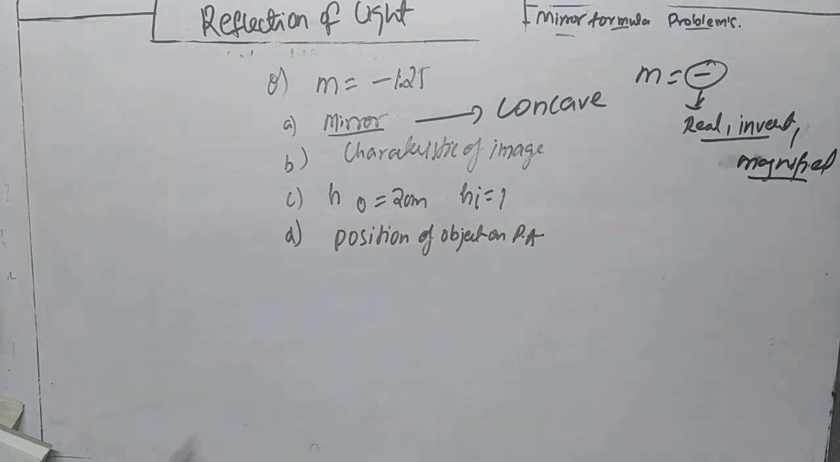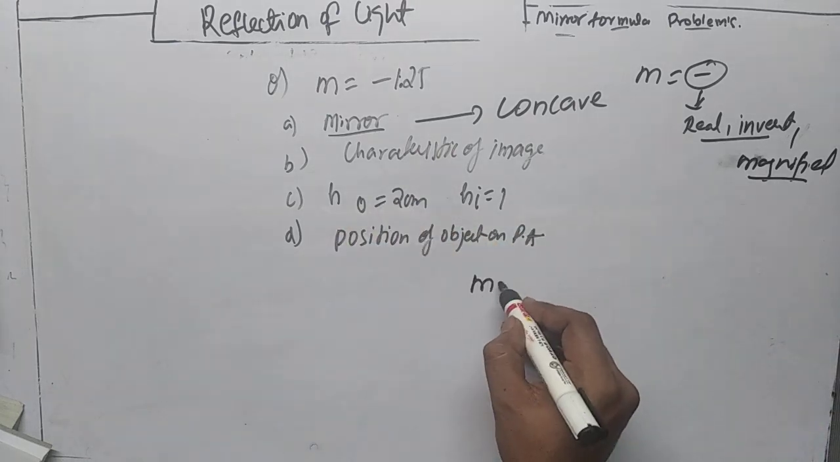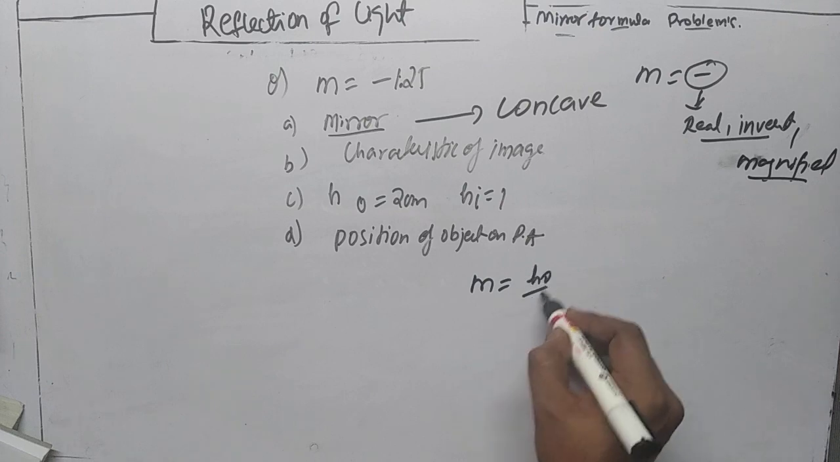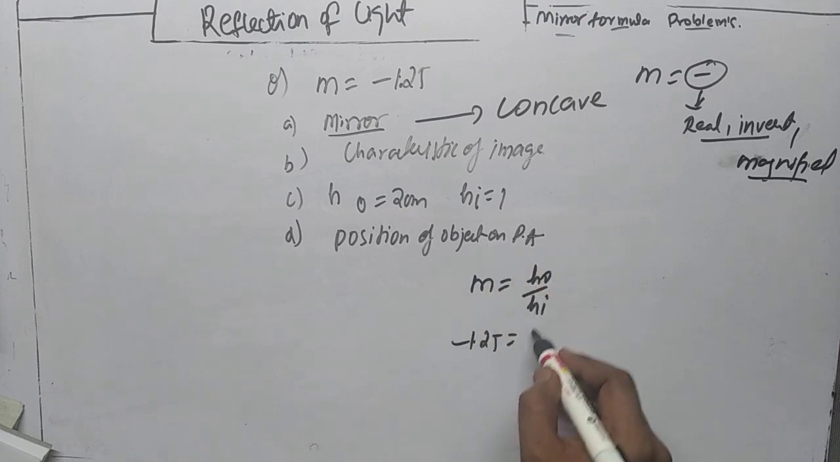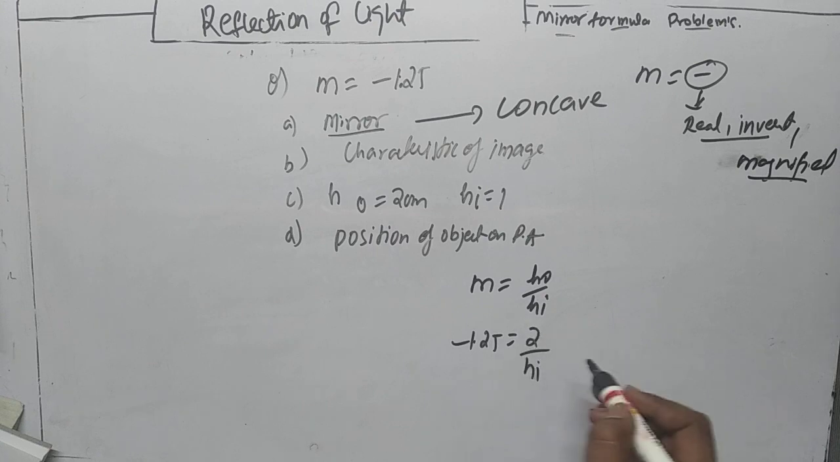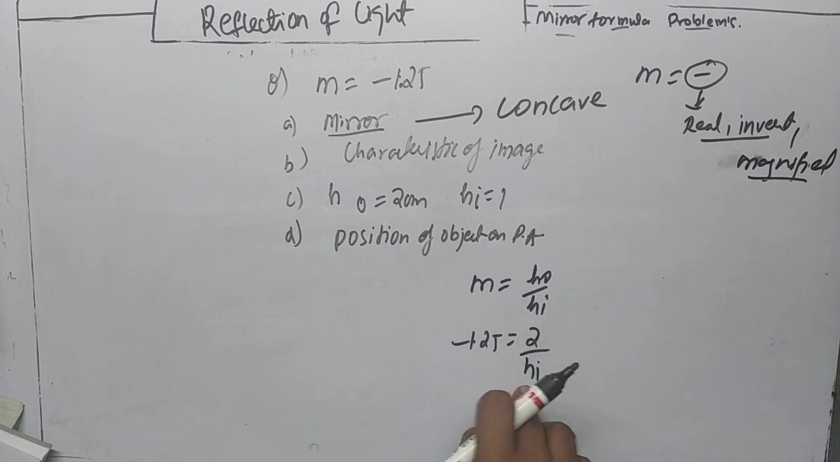The height of the object is given as 2. Magnification is equal to the height of the image by the height of the object. So -1.25 is equal to hi by 2. You have to find hi. Just multiply it, and we'll get the answer. Okay.